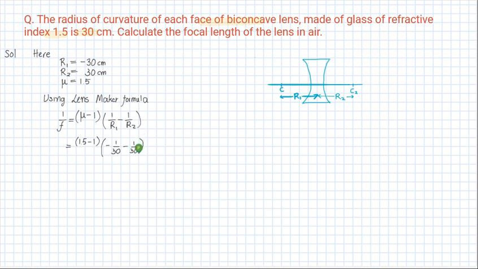Now what is 1.5 minus 1? It is 0.5. And what is minus 1 by 30 minus 1 by 30? Since there is a negative and negative sign, I can add these two quantities. So this should give me minus 2 by 30.